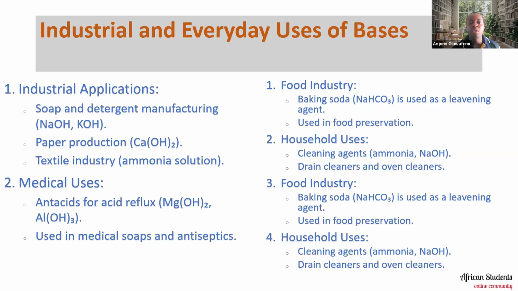Okay. All right. So industrial and everyday uses of bases, just like we did with the acid, I just want to do the same thing with the base too. So industrial application, bases are used in soap and detergent manufacturing. They are used in paper production. They are used in textile industry, ammonium solution to be precise. Medically, you find bases being used as an antacid for acid reflux. I've made mention of these before. That's magnesium hydroxide, and they are used in medical soap and antiseptics.